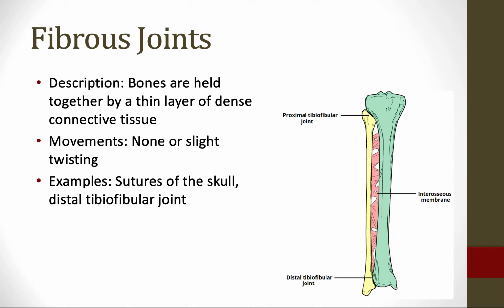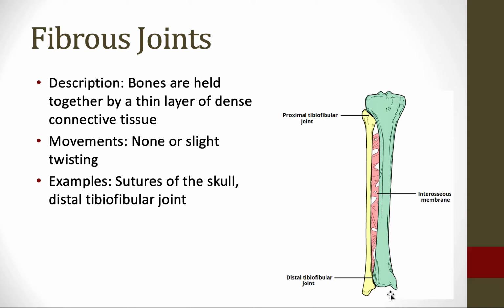Fibrous joints are joints that are held together by a thin layer of dense connective tissue. They're held very tightly together, and they have just a tiny bit of movement, if any, or not at all. Examples include the suture of the skull and the distal tibiofibular joint as pictured here.